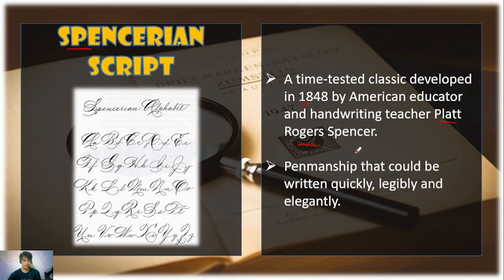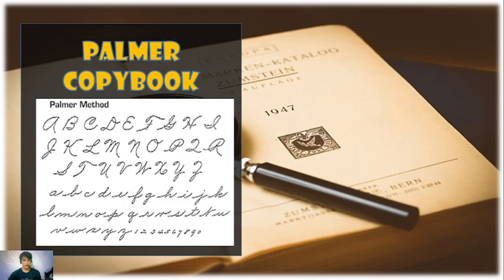What could be the reason why it was developed? He believed that this penmanship is written quickly, legibly and elegantly, as you can see here. By looking at this, it is in the form of cursive writing. Since it's cursive writing, we can write it quicker than other kinds of writing. So that is the Spencerian script copybook form.